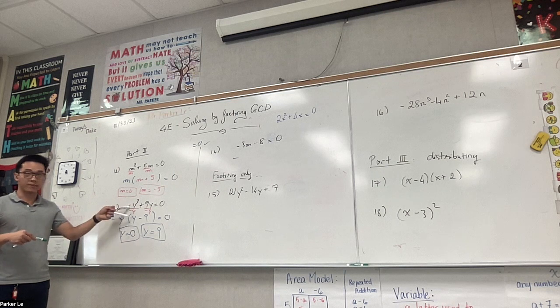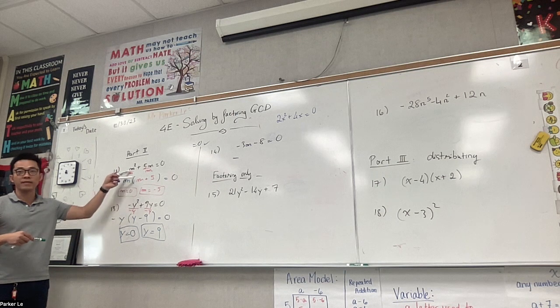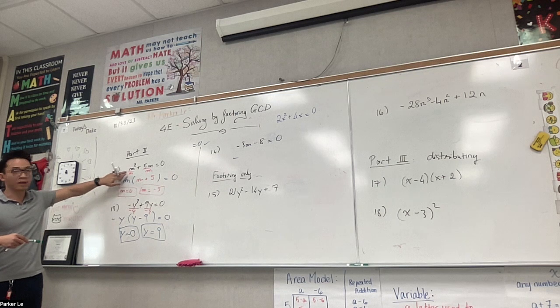We don't want a negative. You have a negative in front here. This one you're going to have negative. Is that a question? Because this one we don't have a negative on the front. You just take out the m.